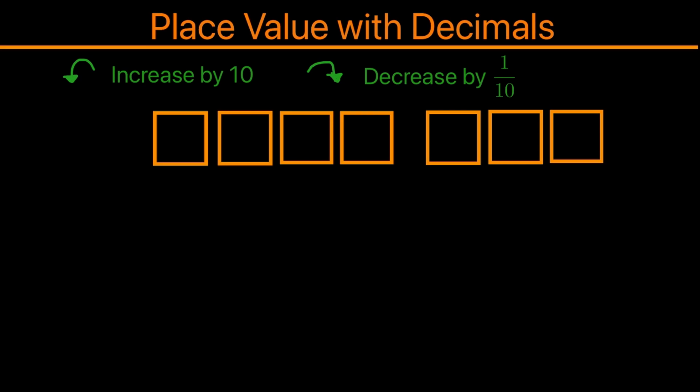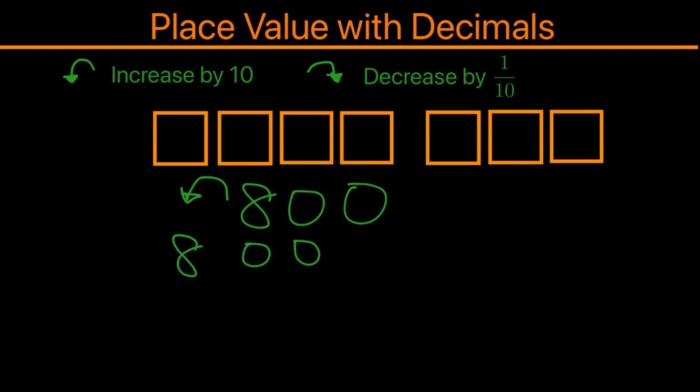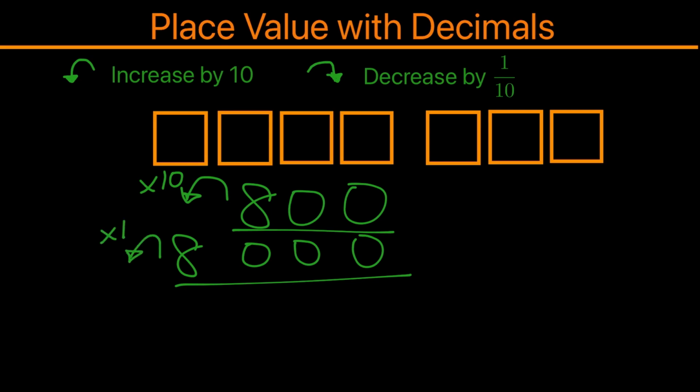Now let's look at an example of 800. When we have 800, if we were to move one space over, we will have 8,000. So when you move one space to the left, you're essentially multiplying by 10, as that makes the entire number of 800 8,000 instead. And if we move one more space to the left, we're multiplying by 10 again, and that would be 80,000.